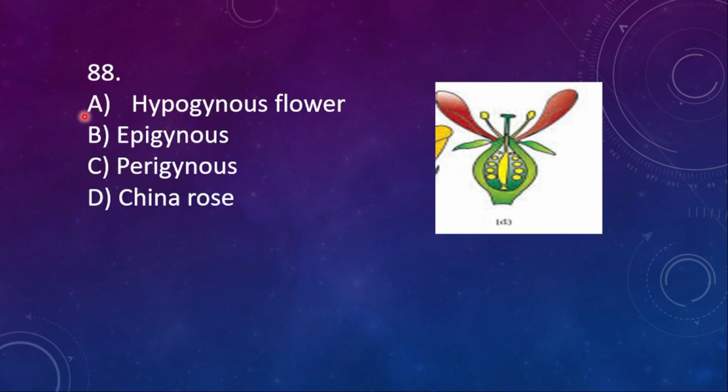88. A is hypogynous, B option epigynous, C option perigynous and then D option China rose, and here it is epigynous.